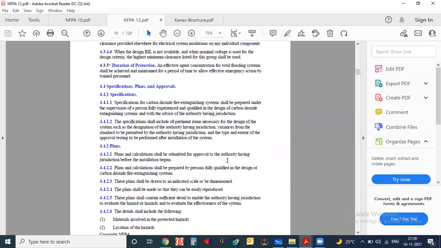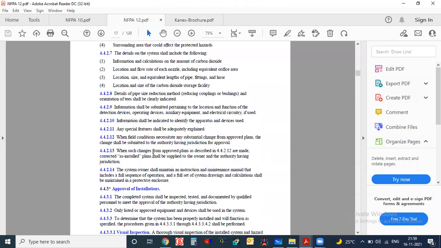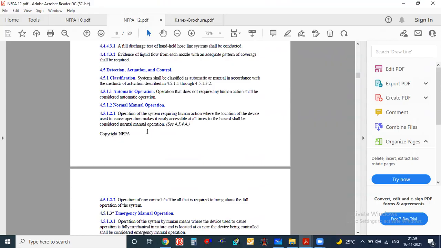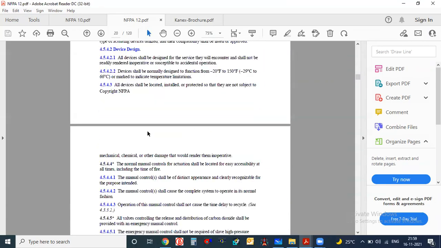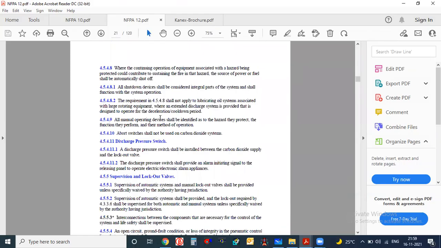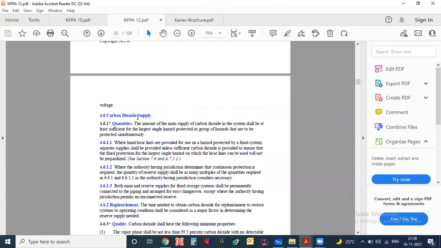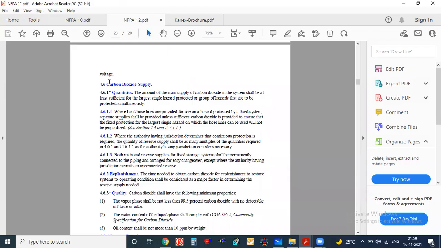Plans and calculations shall be submitted for approval to the authority. Okay, they are talking about the plans and calculations also. Let us see, if we come across any important thing, we will check it. Otherwise, there are certain norms written here. Manual control. Okay, these things are not required. Carbon dioxide supply. The amount of the main supply of carbon dioxide shall be at least sufficient for the largest single hazard or group of hazards where hand hose lines are provided for use. Okay, this particular part is talking about the manufacturer side.